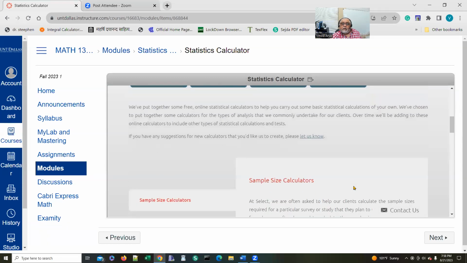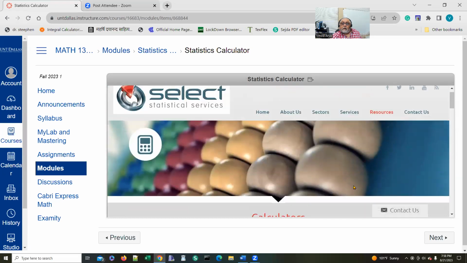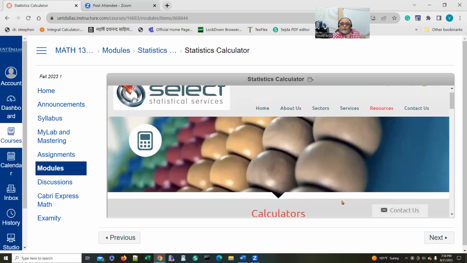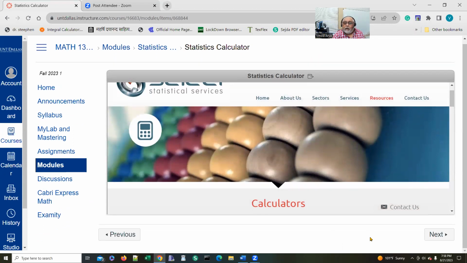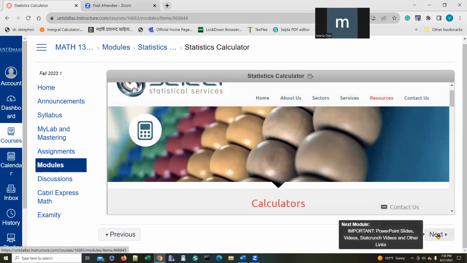But the lockdown browser that I will be using to give you the quizzes and exams will have a built-in calculator also, which is just a scientific calculator. Okay.